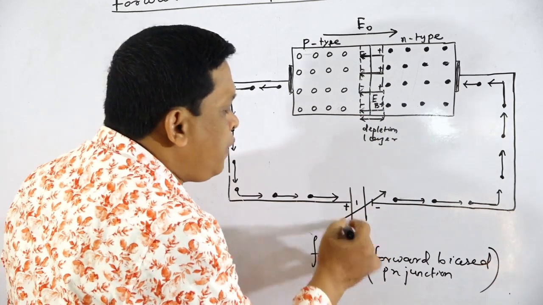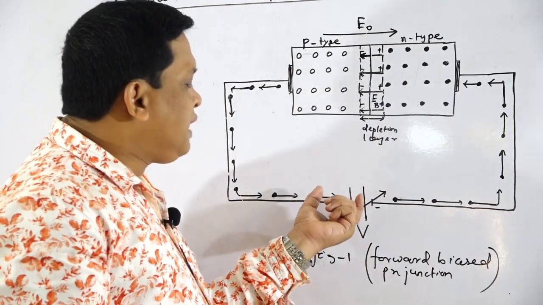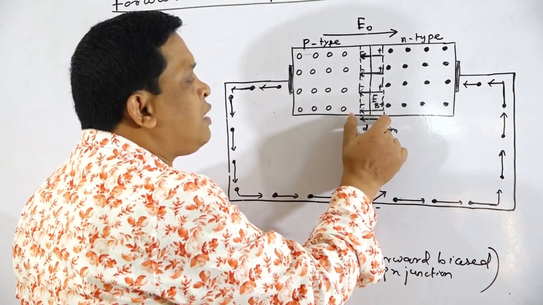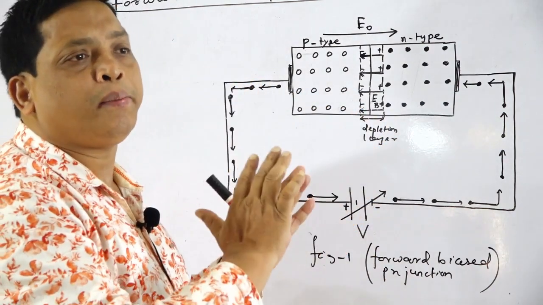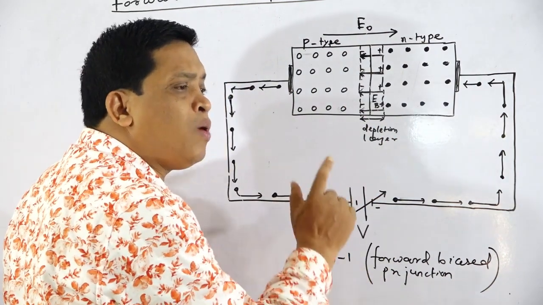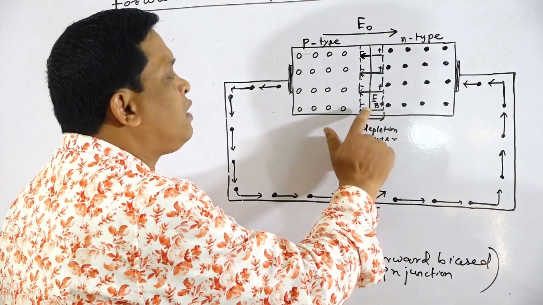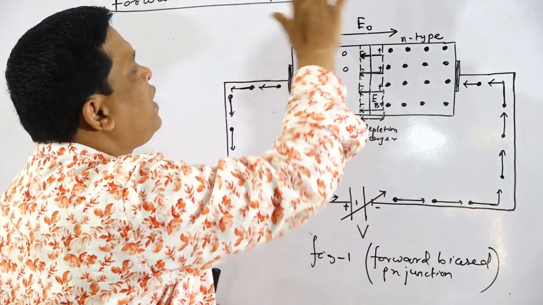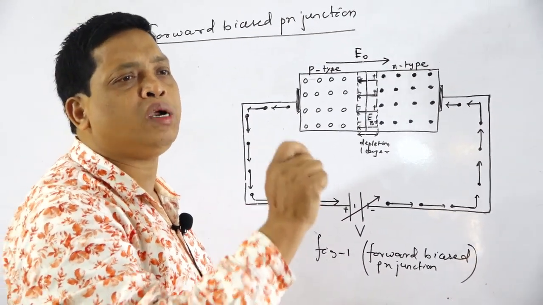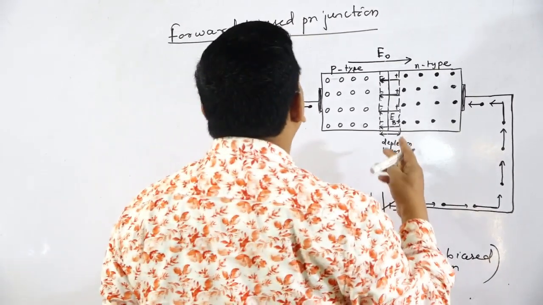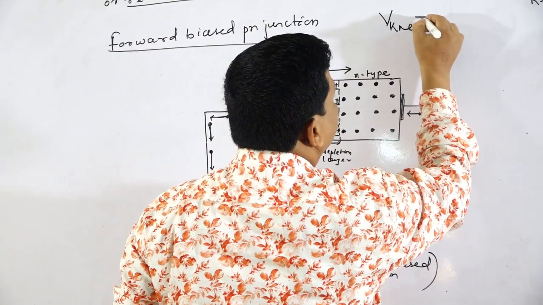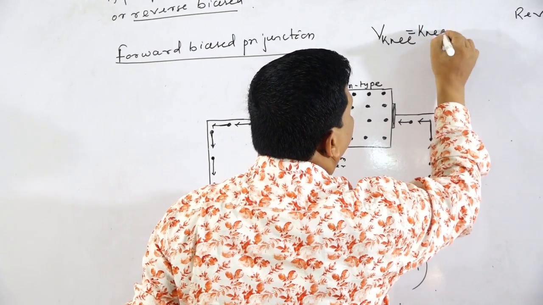Okay. So if you increase the applied voltage, a stage comes where the depletion layer totally vanishes. So that forward voltage at which the depletion layer in a forward biased PN junction totally vanishes is known as knee voltage. Knee voltage, an important term, knee voltage. We write like this, V knee means knee voltage.